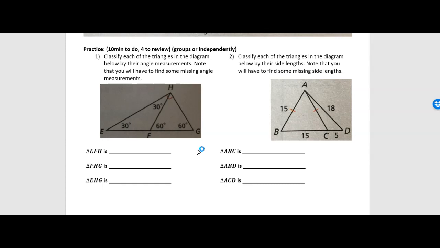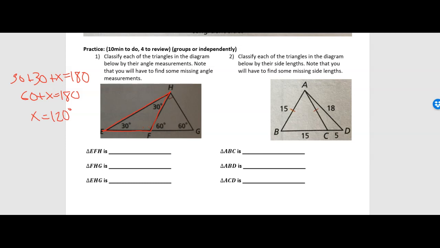Okay, let's start with EFH. And I just like to trace these. So EFH, that's that triangle right there. Well, we have a missing angle measurement. We need to find it. But if I know that two are 30, we'll just call this X. 30 plus 30 plus X is equal to 180. 60 plus X is equal to 180. And X must be equal to 120.